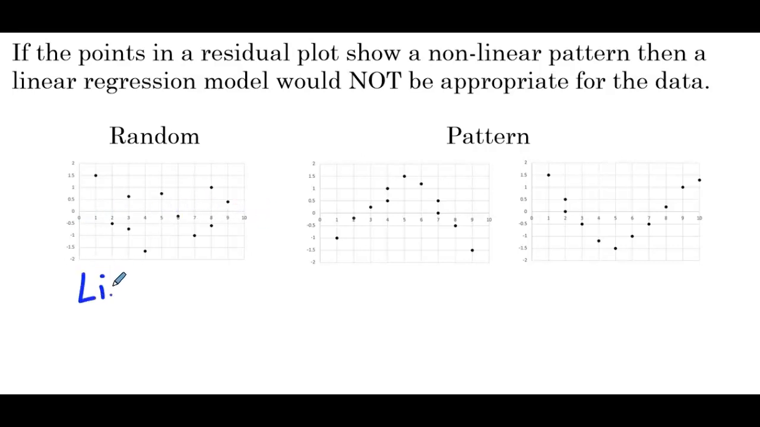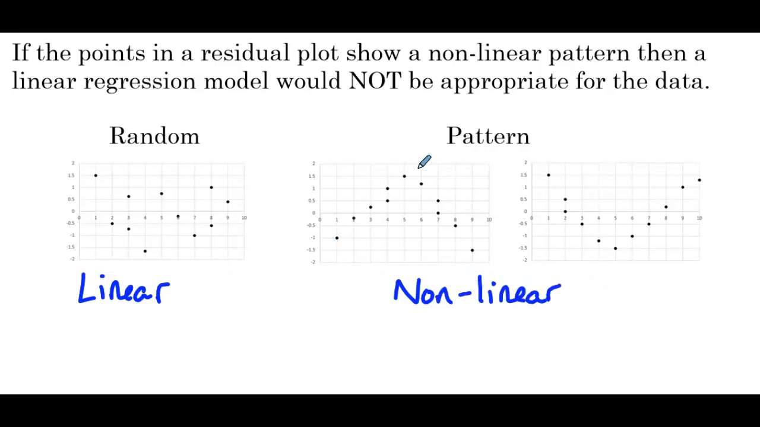So a linear function would be a good model for this data, right? The data shows a linear relationship. If our residual plot looks like a U-shaped pattern or something that's a nonlinear pattern, then a line would not be the best fit. So a nonlinear function would fit this data better.